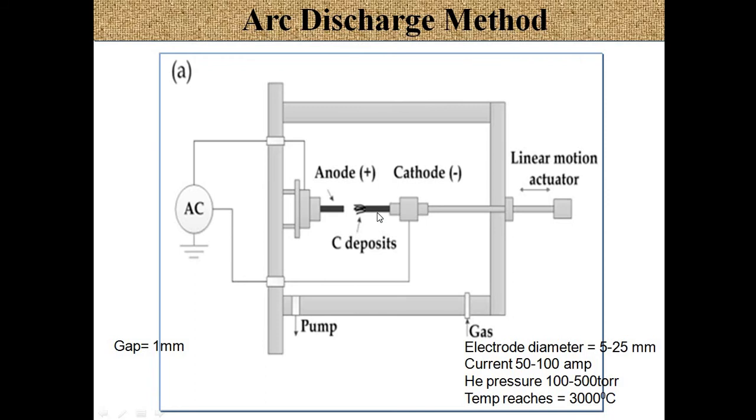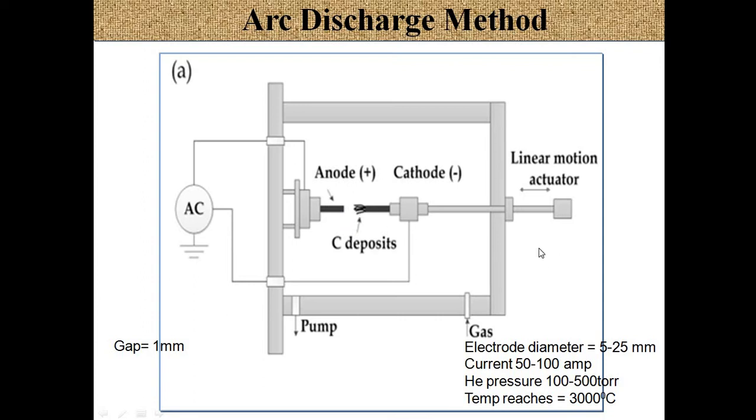When we pass the current, there is a certain gap between these two electrodes. The carbon molecules from the anode move to the cathode and start depositing on it, trying to touch the anode. So there may be a formation of connection, and that's why it grows.